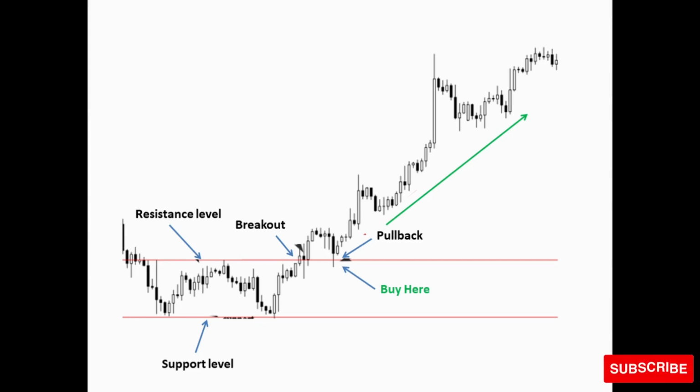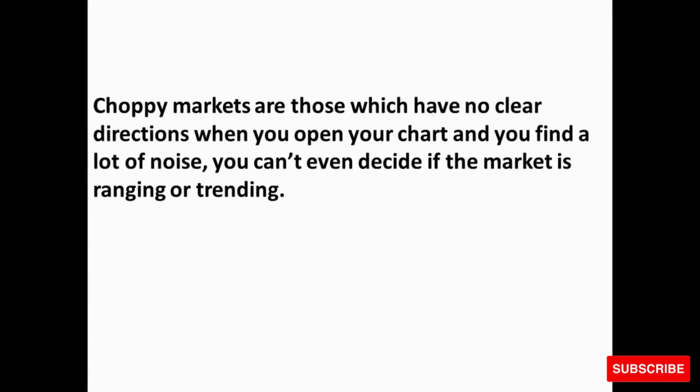When you are trading ranging markets, always make sure that the market is worth trading. If you feel like you can't identify the boundaries, support and resistance, this is a clear indication of a choppy market. Choppy markets are those which have no clear direction. When you open your chart and you find a lot of noise, you can't even decide if the market is ranging or trending. This type of market can make you feel very emotional and doubt your trading strategies.